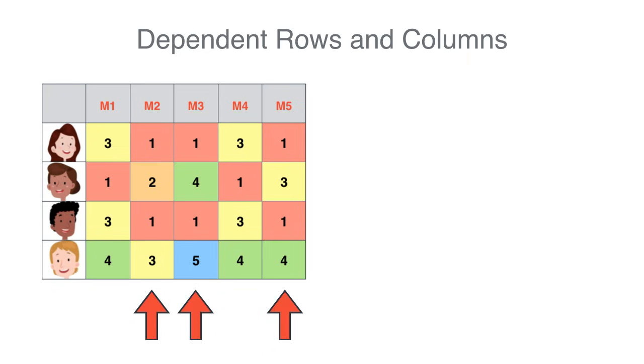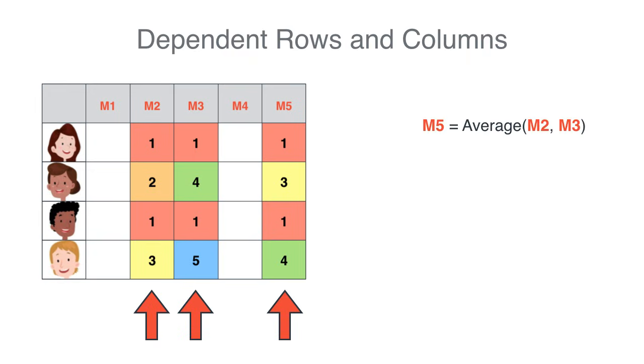Let's look at these 3 columns over here. So if you look carefully, column number 5 is the average of columns 2 and 3. As you can see, the values, for example, the 1 and the 1, the average is 1. The 2 and the 4, the average is 3. And how could this happen?